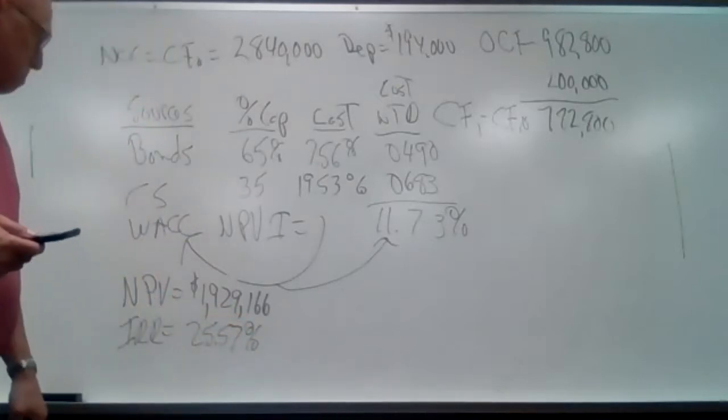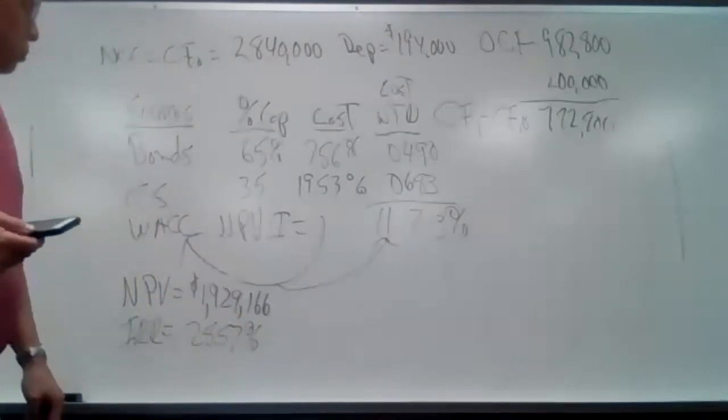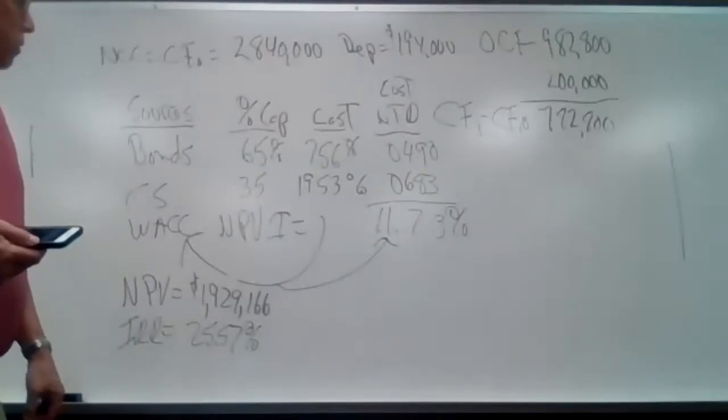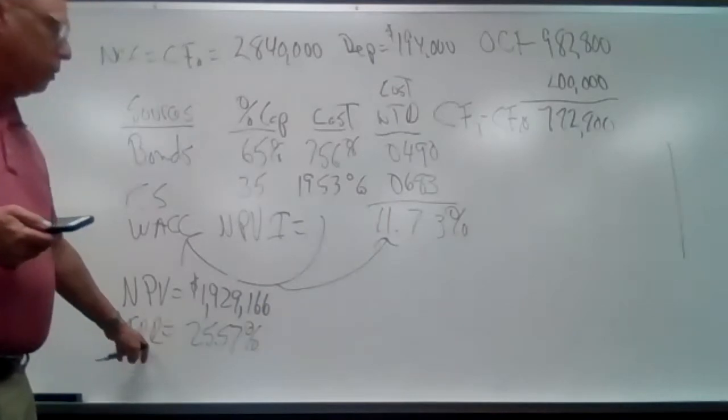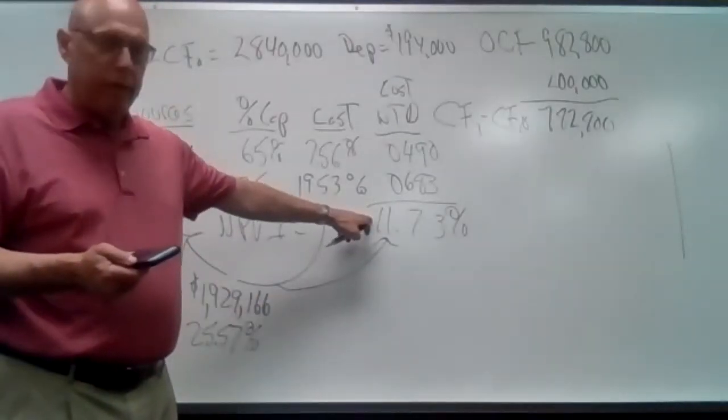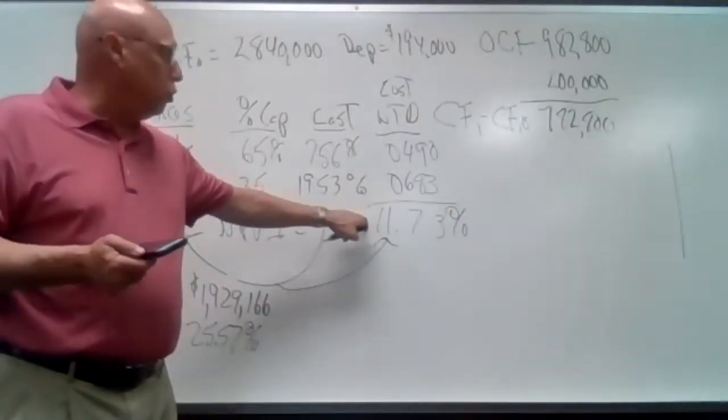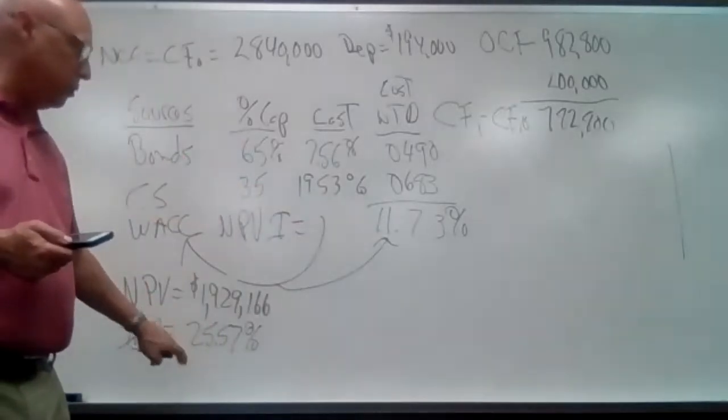Yes. Okay. Would you do this project using the internal rate of return? What's the rule? The rule is anytime the internal rate of return is higher than your WACC, your cost of capital, you do the project. Yes, we would do this project.